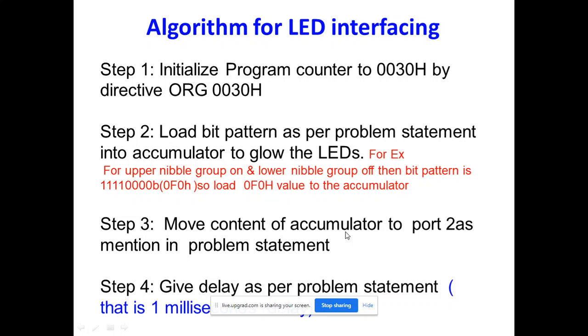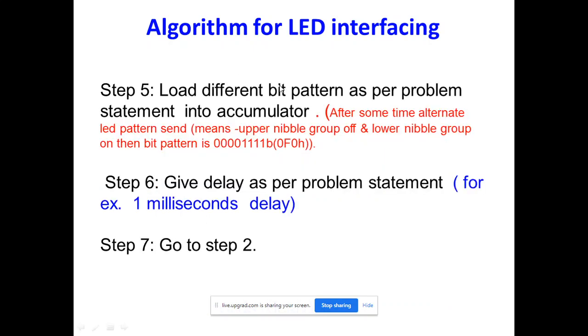Now the third step is to pass from the accumulator to port 2. Then give the delay, because we want to see that variation, where upper nibble is on and lower nibble is off. That's why I'm introducing the delay in between. Then I will change the bit pattern. After that, we want to make the upper nibble off and lower nibble on, and according to that our number is 0F. Then we call the delay and remain in the loop.